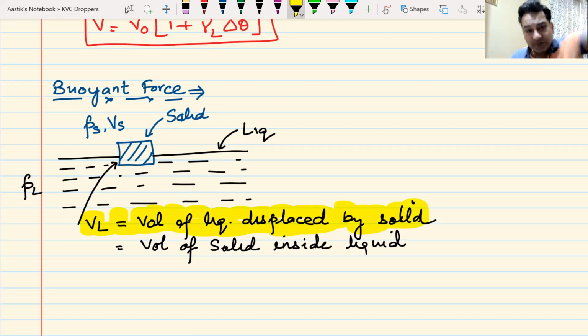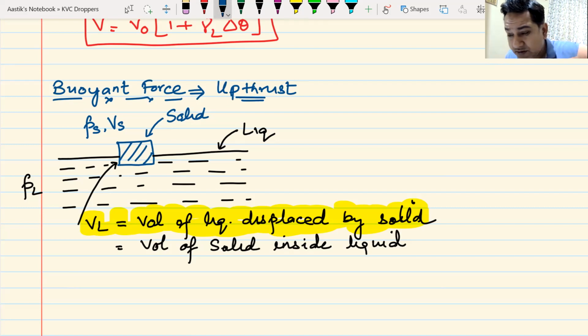Now, what is buoyant force? Whenever a solid body is immersed inside a liquid, the liquid will exert an upward force on the solid. This upward force is known as buoyant force, or you can call it by another name: upthrust. Yes or no? This can also be called upthrust.